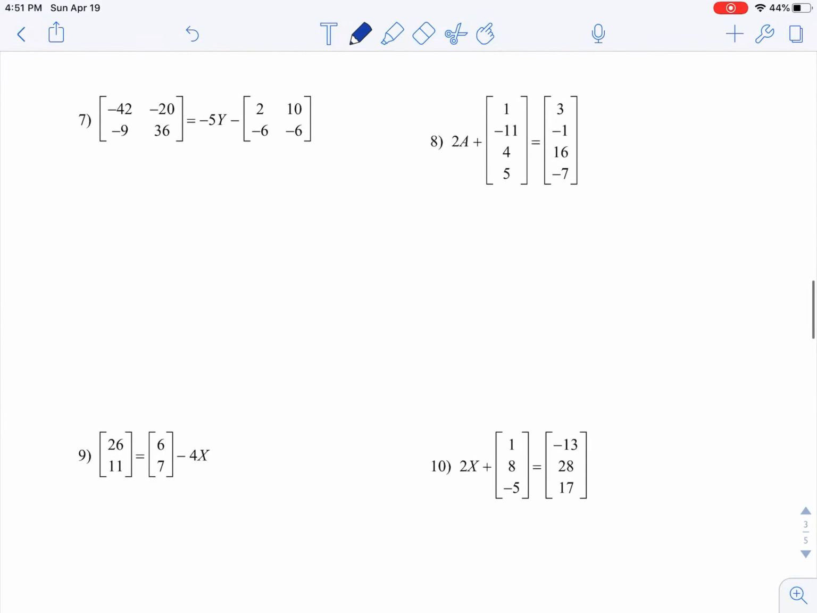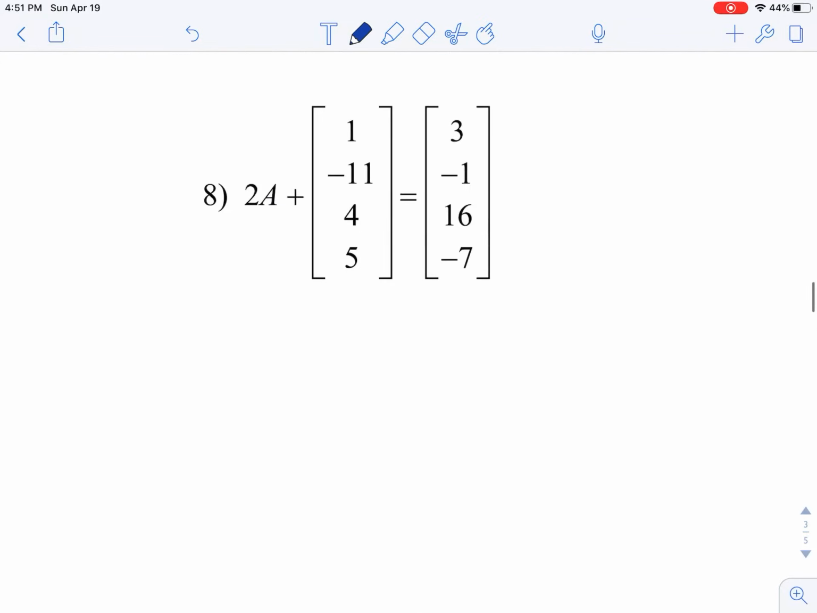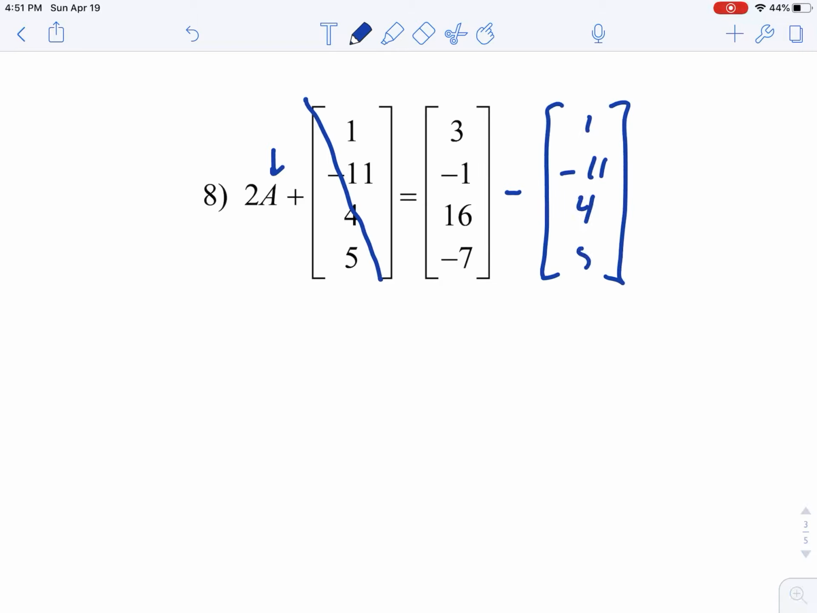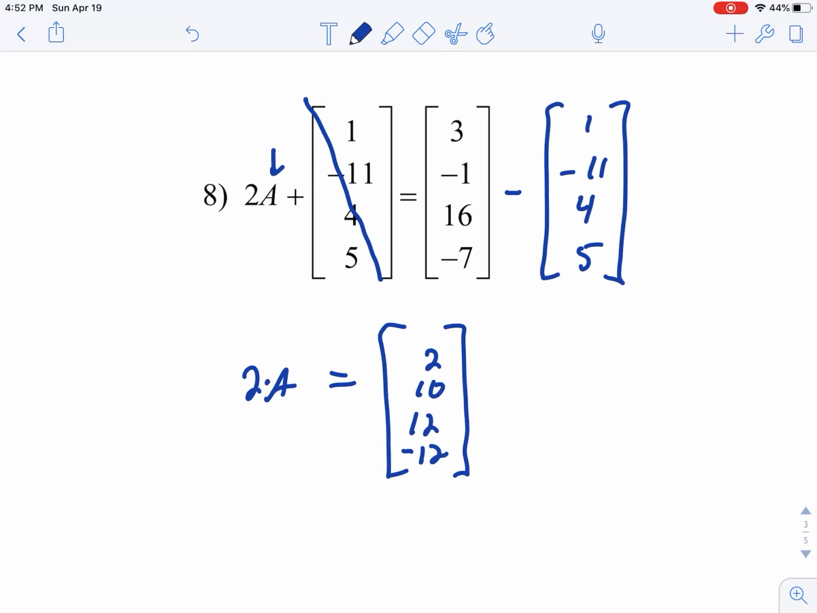We're good. Now number 8 is going to be a two-step equation. To isolate A, the first thing we want to do is cancel this out by subtracting it over to this side. So I'm going to subtract like so. I get 2A equals 3 minus 1 is 2. 1 minus 11 is positive 11, so that's 10. 16 minus 4 is 12. Negative 7 minus 5 is negative 12.